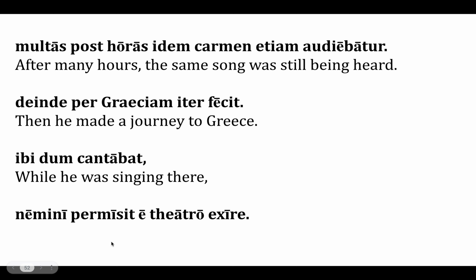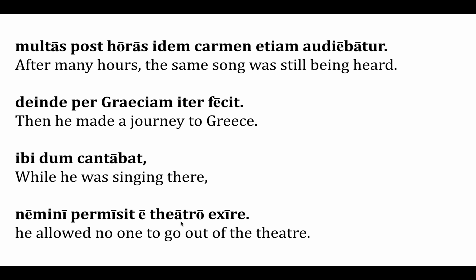And why is it dative case? Well, the answer comes in the next word, permisit. Because permittere means to permit or allow. And that is often followed by dative and then infinitive, because you allow somebody to do something. So the subject must be he, because we've got no nominative noun here. So he allowed no one, and then the infinitive is exire, to go out. And then a theatro means out of the theatre. So he allowed no one to go out of the theatre.